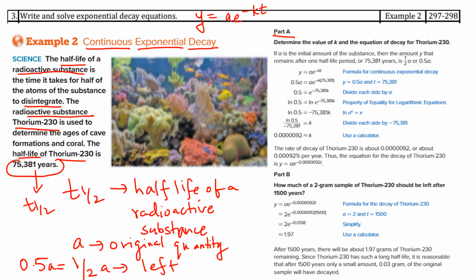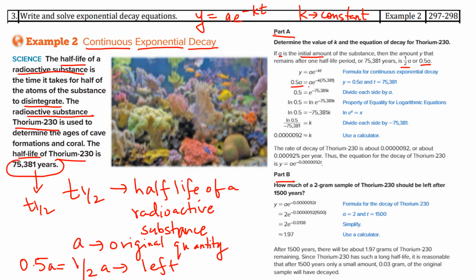So there are two parts to the question, part A and B. In part A, you need to determine the value of k. So k is a constant actually, and this constant is what you need to find for this question. And since this is exponential decay, this is the exponential decay constant, you can say that. So if A is the initial amount we already discussed, then 1/2 A or 0.5A is left. So y here, which is the amount after the half-life, is 0.5A.